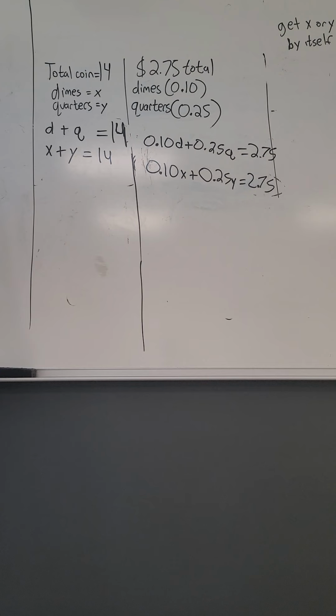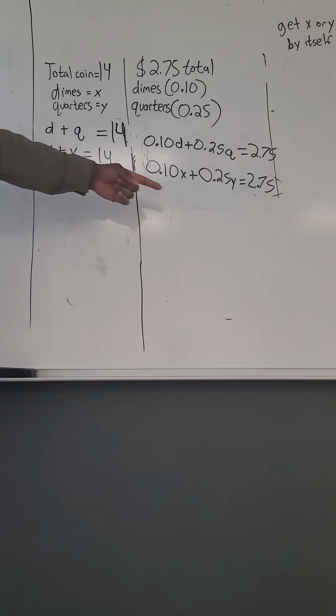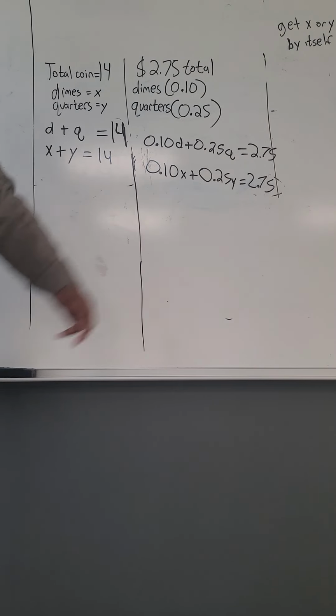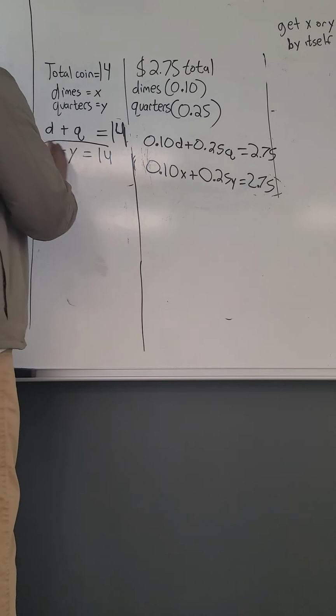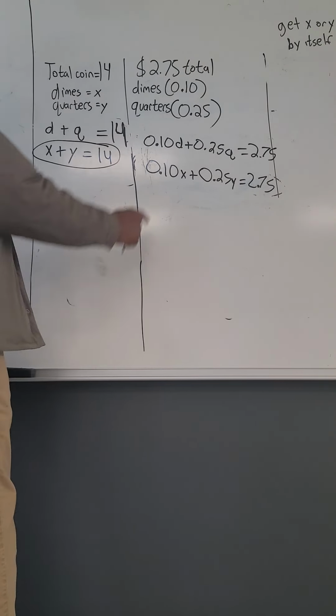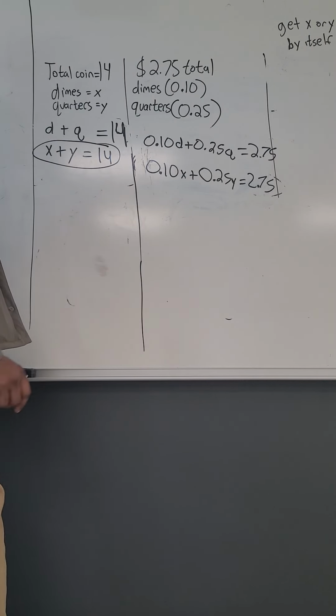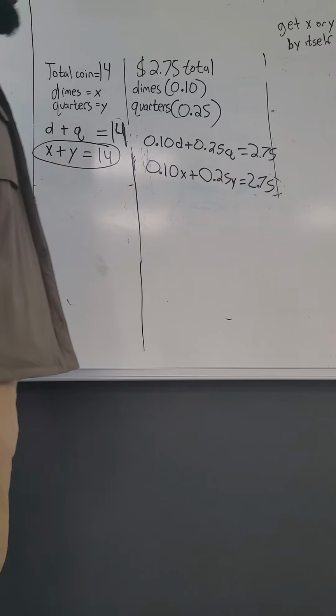Okay, now we got to move on to the next step, which is get X or Y by itself. So we're looking at the easiest of the equations. Just like it has a lot of decimals, I'm not going to try to get X by itself in this one. This one right over here looks way easier for me to use than this one. So that's the one I'm going to use, and I'm going to get X or Y by itself. Since X came first, I'll get X by itself.